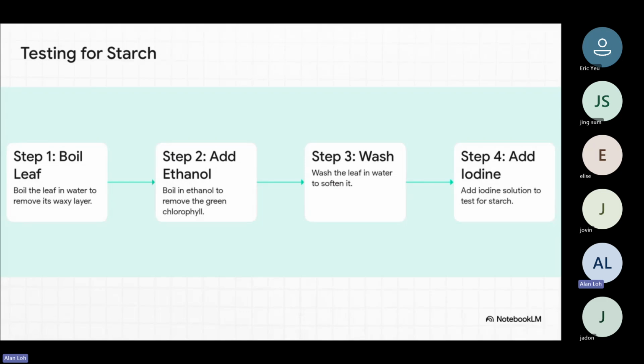So how do we actually prove a plant has been making food? Well, plants store their extra glucose as starch, and there's a really classic experiment to find it. You'd boil a leaf to break it down, use some ethanol to get rid of the green chlorophyll that hides the result, and then add a couple drops of iodine. If there's starch in there, you get this dramatic color change from a brownish orange to a deep blue-black. It's proof that the factory has been hard at work.